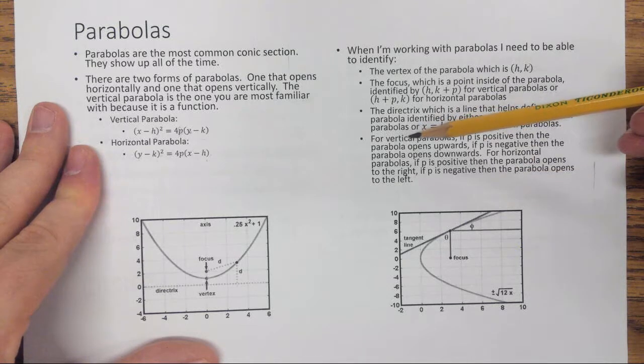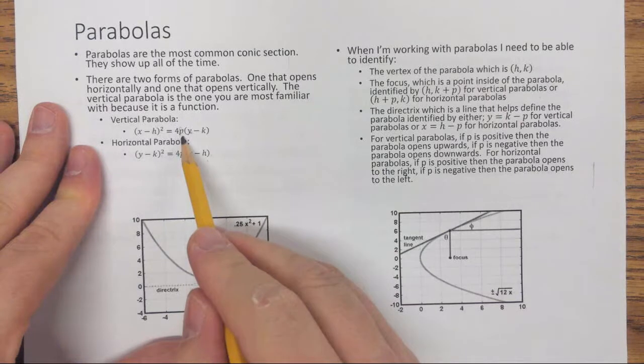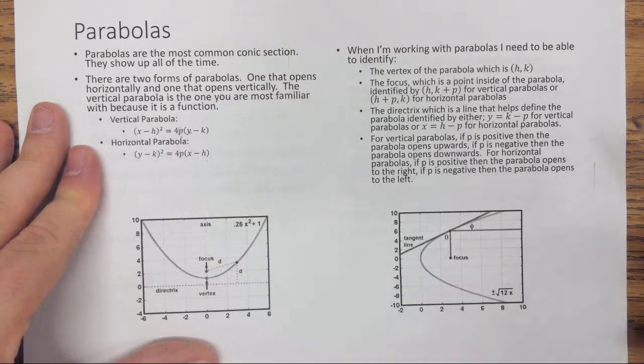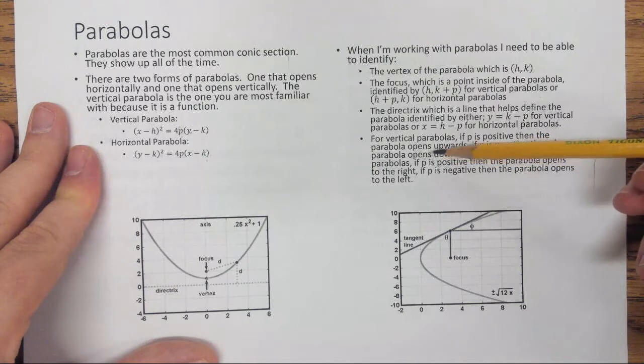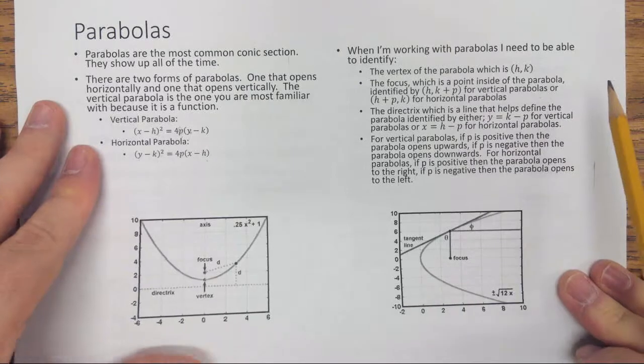Also something to keep in mind for vertical parabolas, if p is positive, so this number right here is positive, then the parabola opens up. If p is negative, the parabola opens down. For horizontal parabolas, if p is positive, then the parabola opens to the right. If p is negative, then the parabola opens to the left.